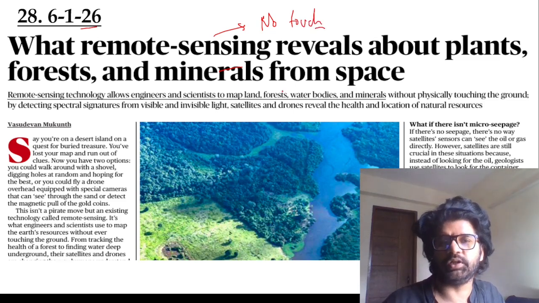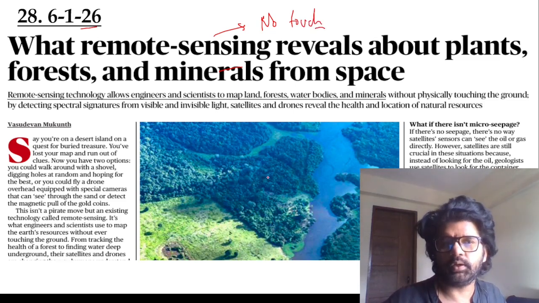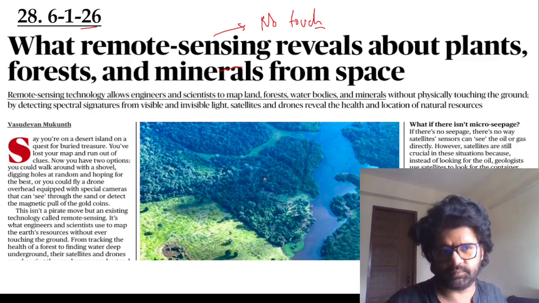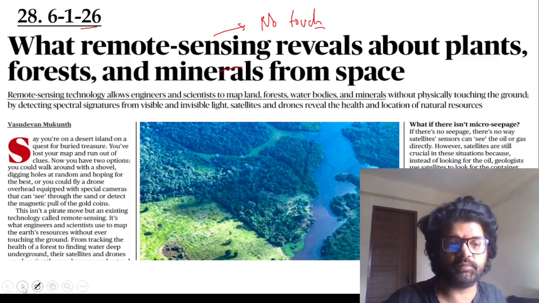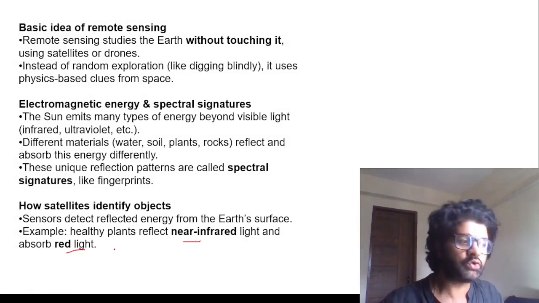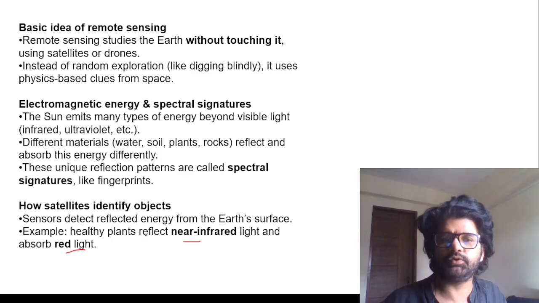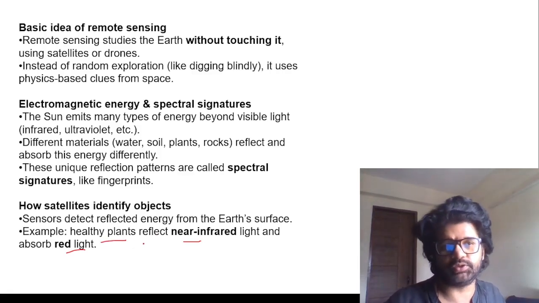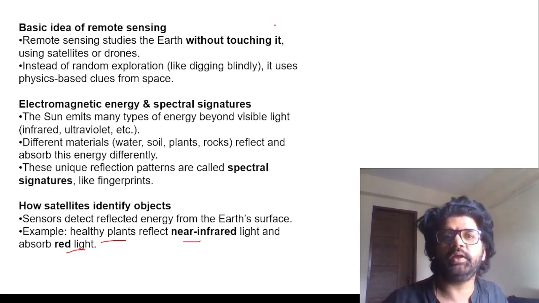So, without touching, they observe from a distance, and via that they will tell a lot of stuff, like plants. If they're healthy, they reflect infrared lights and they absorb red lights. So if from a particular biome or region you're seeing more reflection of infrared light, that means that is a healthy ecosystem, plant ecosystem.